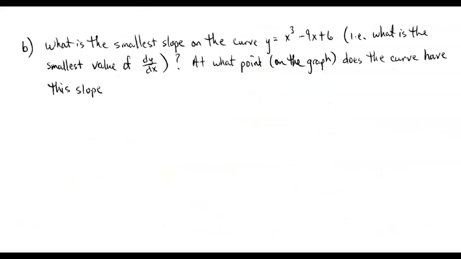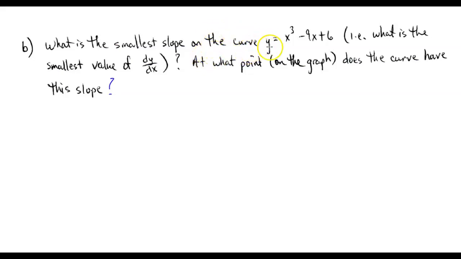So for our next example, is actually tied to our first one. We want to know what is going to be the smallest slope on the curve of this particular function here. That is to say, what is going to be the smallest value of the derivative of this particular function? And at what point on the graph does the curve have this particular slope? Okay, and that should be a question mark right there.